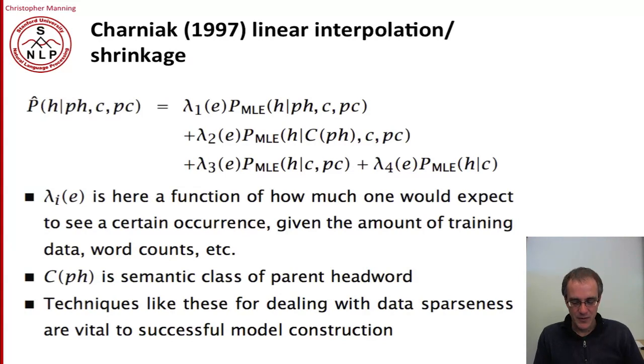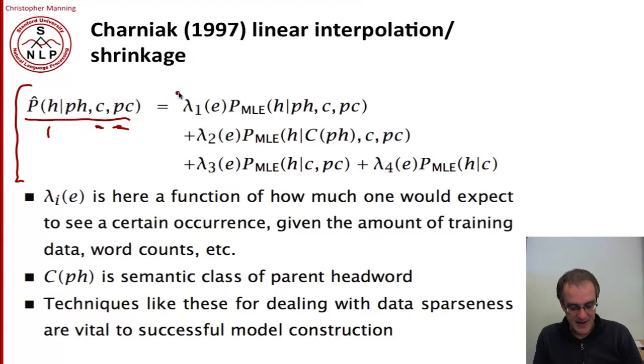But the way that is dealt with in Charniak's model is by having a complicated scheme of doing linear interpolation between different models that are more or less precise. So this should be reminiscent of what you saw for language models in the second week of the class. So we want to estimate this probability distribution that we've seen before, choosing a head word based on the parent's head word, your current category, and the parent's category.